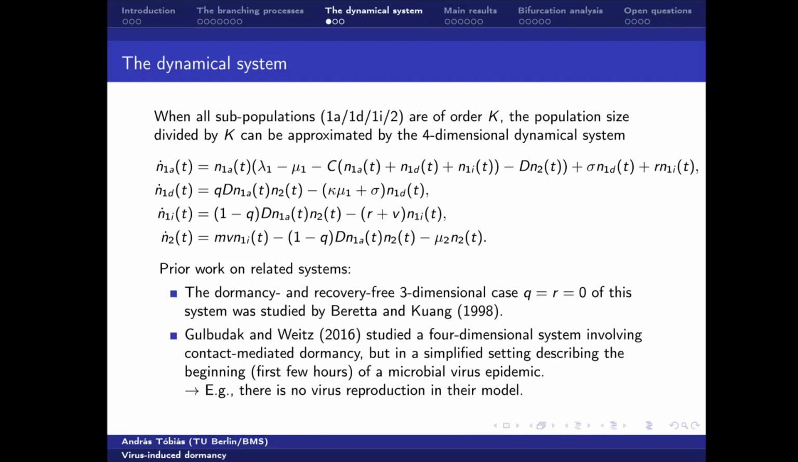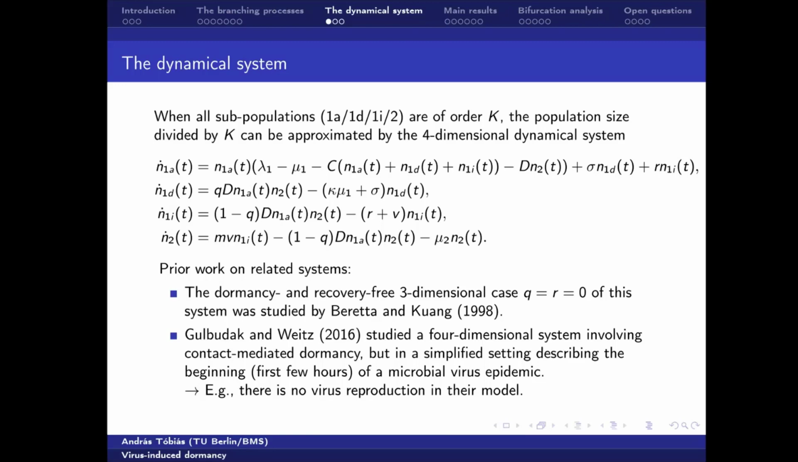Then minus d n2 of t, this is the term for loss of actives due to virus attacks. Then here's the resuscitation of the dormant individuals, recovery of the infected individuals. Then you get dormant individuals from the unsuccessful virus attacks and you lose them from the death and resuscitation. You get infected individuals from the successful virus attacks and you lose them due to recovery or death by lysis. And you get m new viruses from each death event by lysis. And then you lose viruses in the successful virus attacks, and you lose viruses also due to just natural death, degradation of viruses.